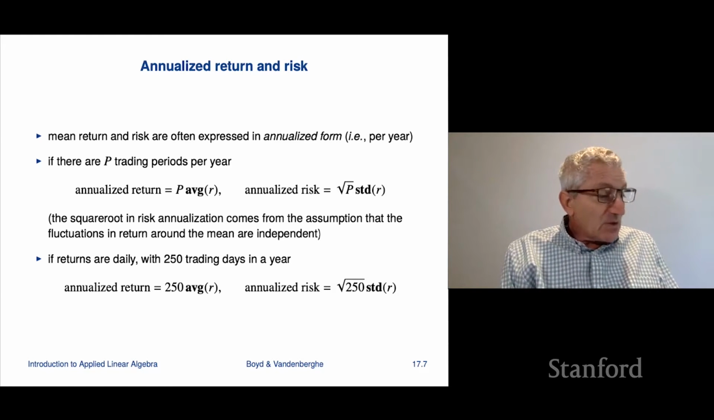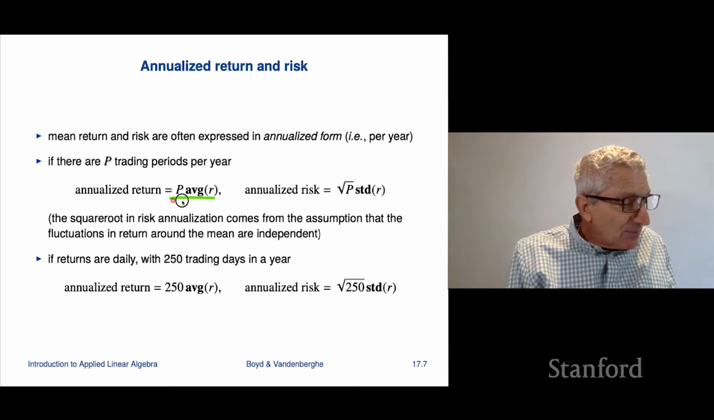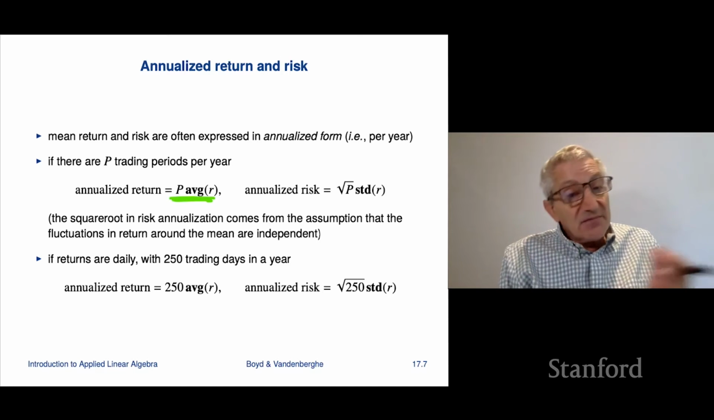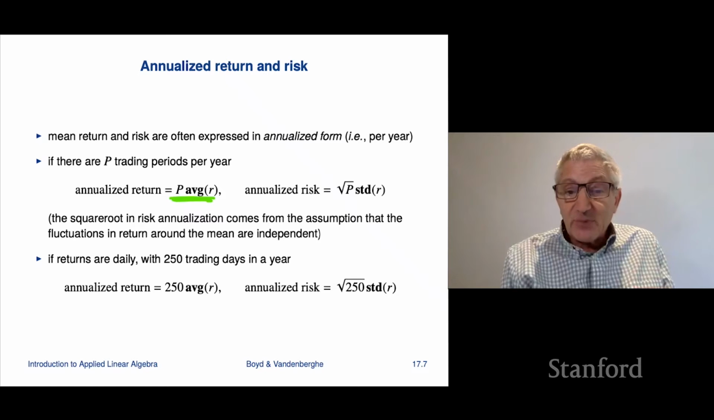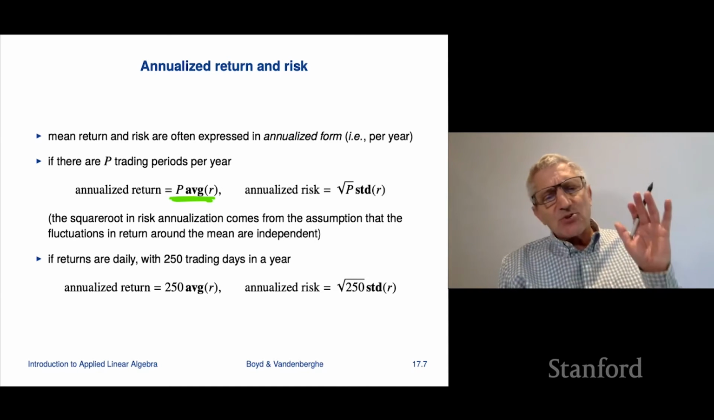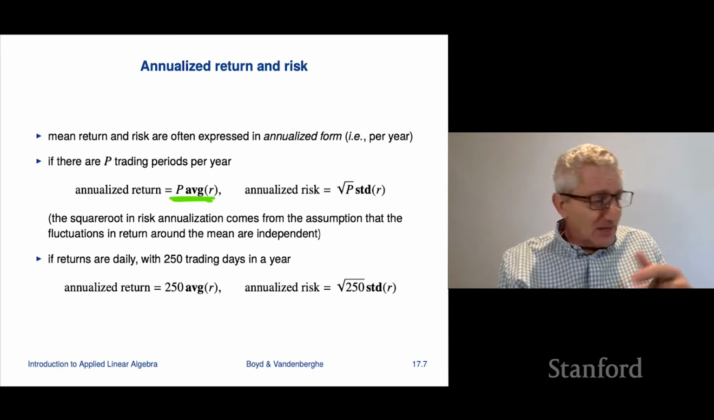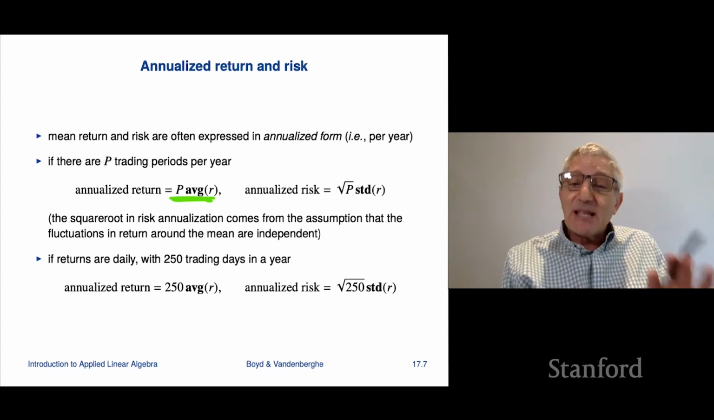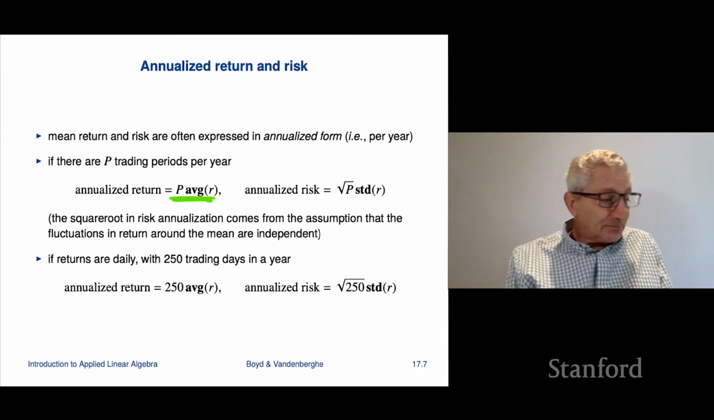So the way you do that is the annualized return. That's an easy calculation. If there are P periods per year, then you simply multiply by P. So if this is weekly, that might be 52. If it's daily, there are about 250, maybe closer to 252 trading days in a year. Obviously, it depends on the market and all that kind of stuff, so it can be more or less. But P of about 250 is a good approximation if it's daily trading.